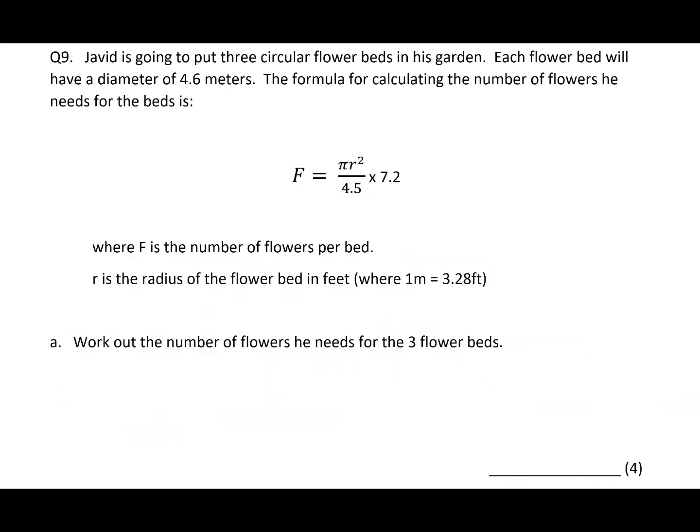Question 9. Javid is going to put 3 circular flower beds in his garden. Each flower bed will have a diameter of 4.6 meters. The formula for calculating the number of flowers he needs for the beds is F equals pi r squared divided by 4.5 and then multiplied by 7.2. So if they give you a question with diagrams of shapes and measurements of shapes, then just draw a little sketch of the shape so you don't get confused.